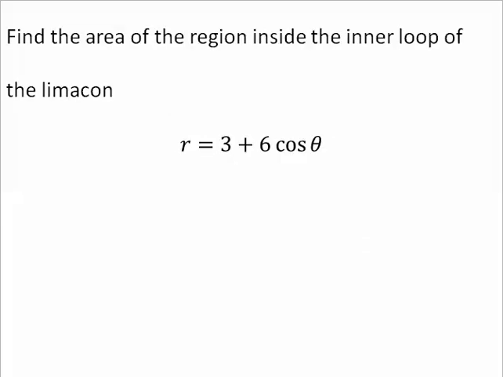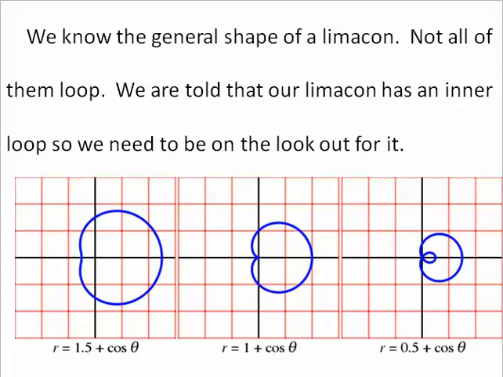11.3.36. Find the area of the region inside the inner loop of the limaçon r equals 3 plus 6 cosine theta. We know the general shape of a limaçon, and we know that not all of them loop. But we are told that our limaçon has an inner loop, and so when we go to graph it, we need to be on the lookout for it. I do recommend the methods of the previous section.